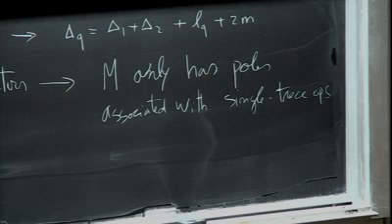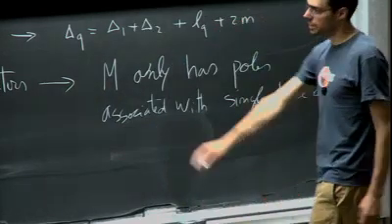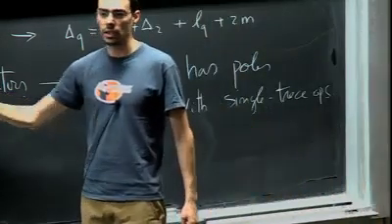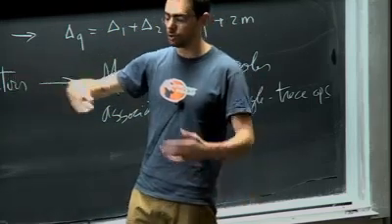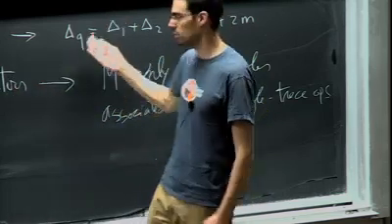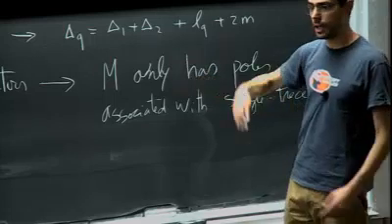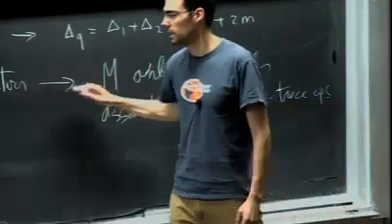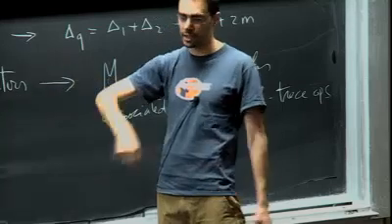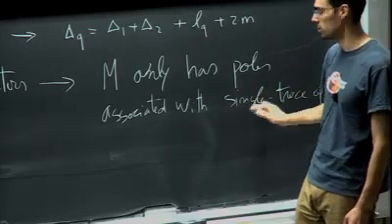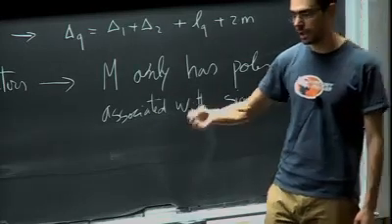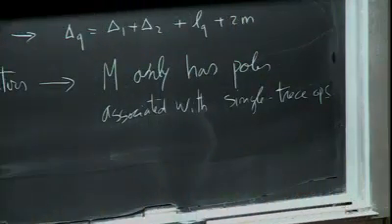When you have corrections, even in a planar correlator, you can compute 1 over N squared corrections to the dimension of double trace operators. And that's okay. So the statement is really this one. If you have a planar correlator, so a tree-level diagram in AdS, then the Mellin amplitude will only have poles associated with single trace operators. But from that diagram, you can extract, for example, the leading 1 over N squared anomalous dimensions of double trace operators.